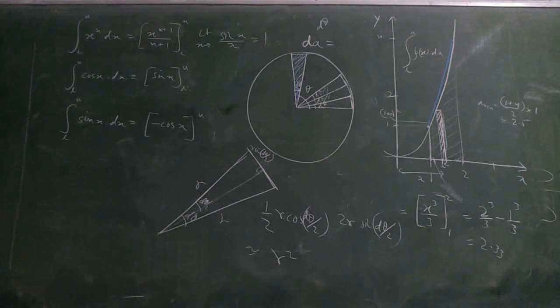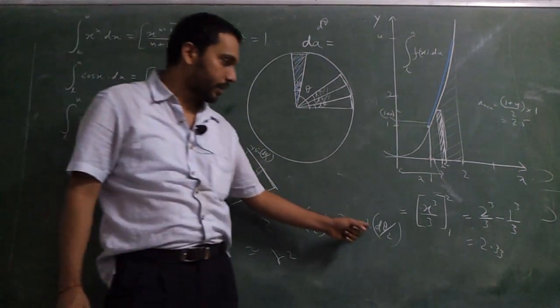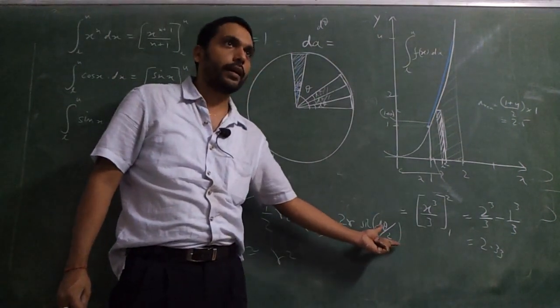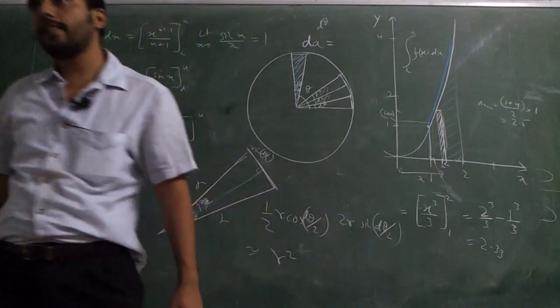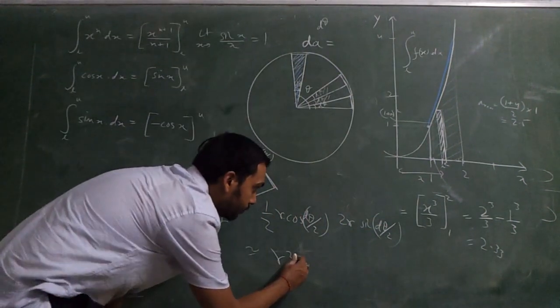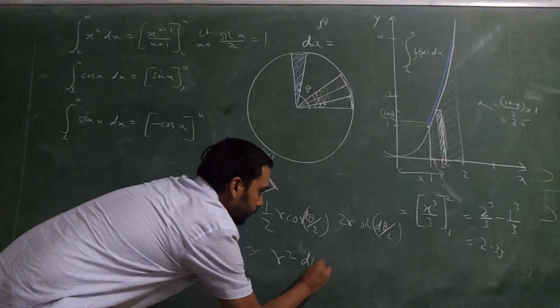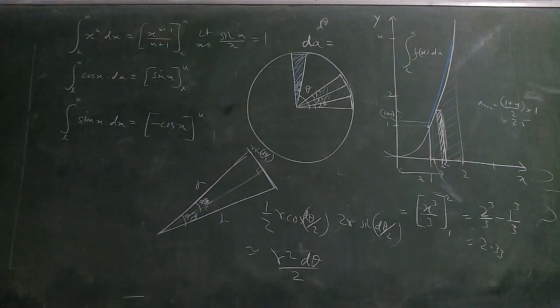Okay? And after a long time there will be some change. Get the point? So for very small angles, sin of the angle is equal to the angle itself, provided angle is in radians. So it is d theta by 2. So what do you get? R square d theta by 2. Right? Cos of small angle is 1.